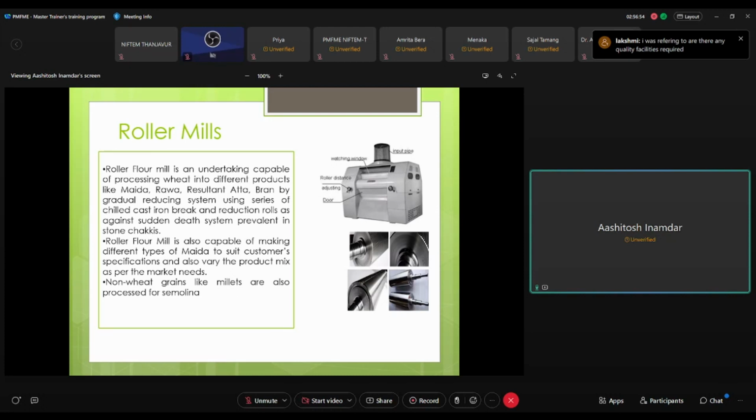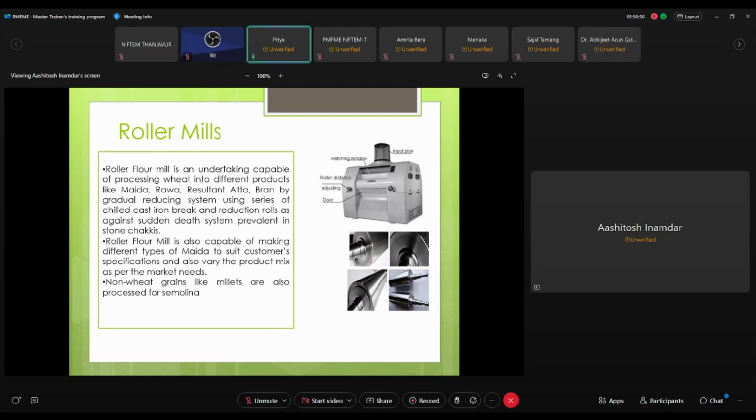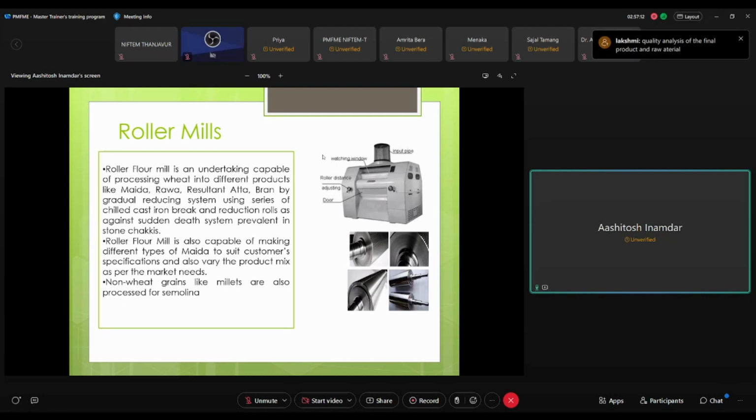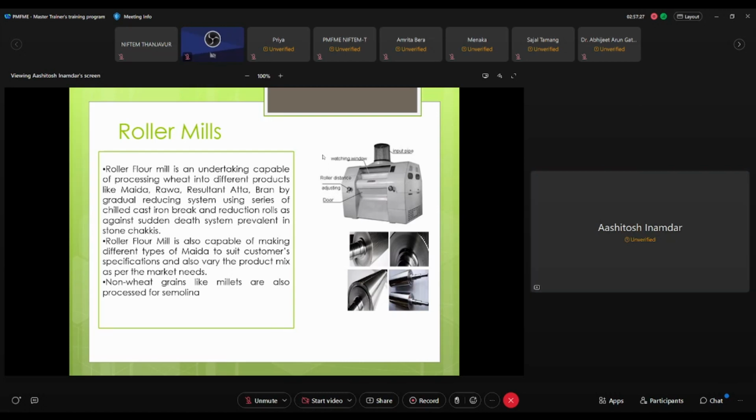She was referring to quality facility. Of course, quality means quality control, right? See, for any grain processing, the consistency of the final product is very important. Consistency can be evaluated only if there is a quality control lab in your facility.